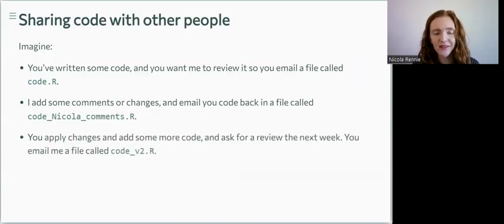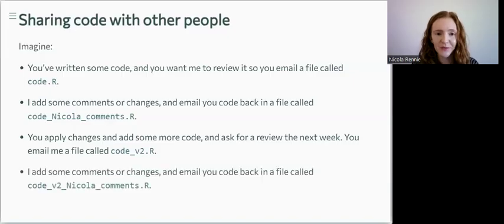Then you apply some changes, add some more code, and ask for a review the next week. So you email me a file called code version 2. I add some comments or some changes and email you code back called code version 2, Nicola comments, and so on. Right? You can see how this becomes unmanageable very quickly. So how do we manage different versions of code, especially when we have multiple files?